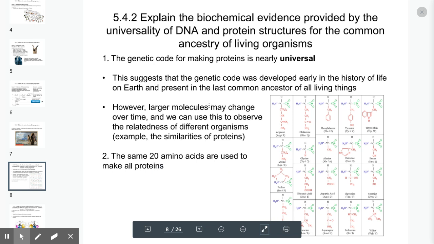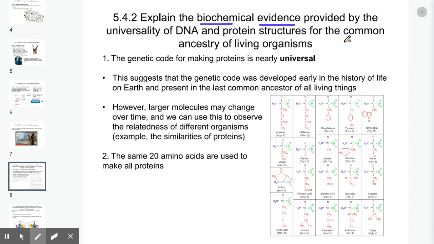In 5.4.2, we need to be able to explain that there is biochemical evidence. The biochemical evidence we're going to look at is both DNA and amino acids, our proteins, right? The amino acids, which are building blocks for proteins. Because DNA is universal and protein structure is more or less the same, and we'll talk about how this DNA makes the same proteins in all living organisms, we can identify common ancestry between living organisms.